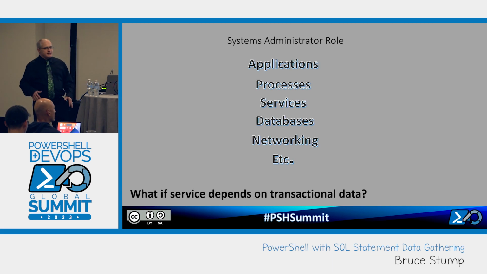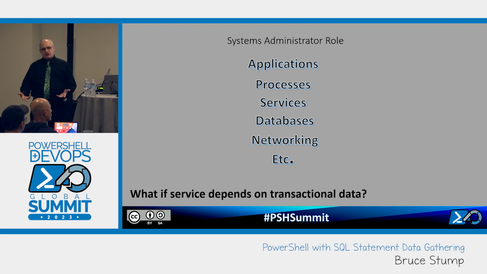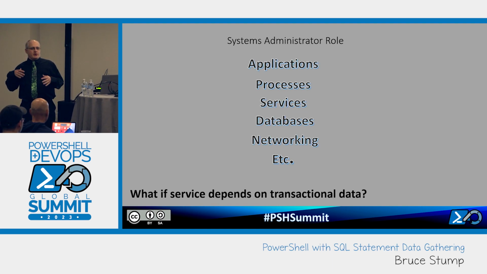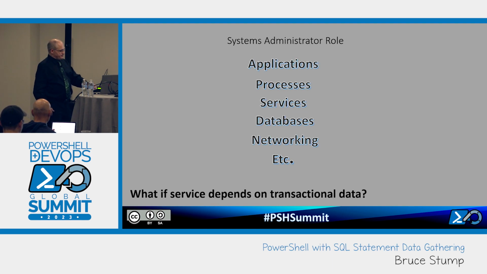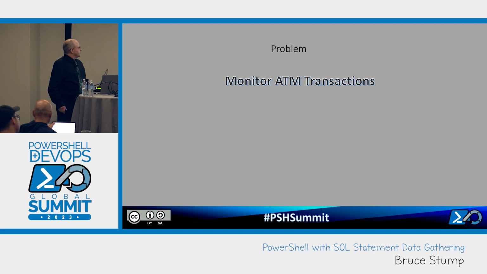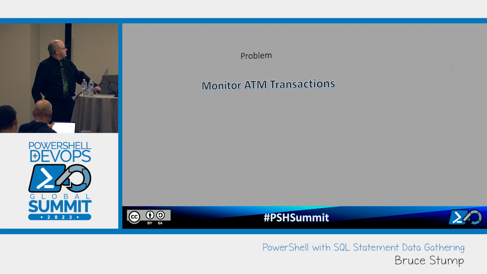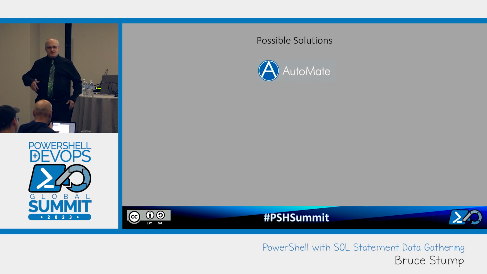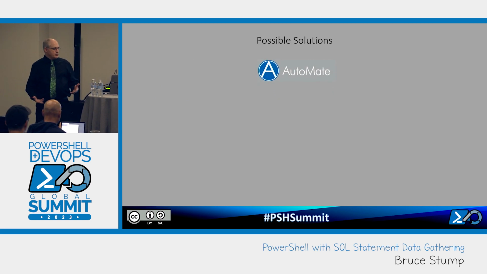What we're looking at is transactional data, which is data in the database that we look at. For example, if that queue is building up, that data is in the database we just got to get to. So the problem that we're looking at is monitoring ATM transactions. Possible solutions: I'm sure everybody has third-party utilities that you can look at.